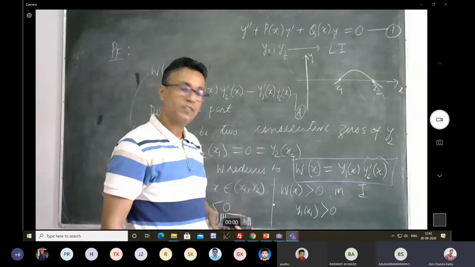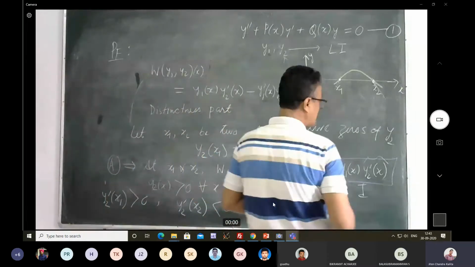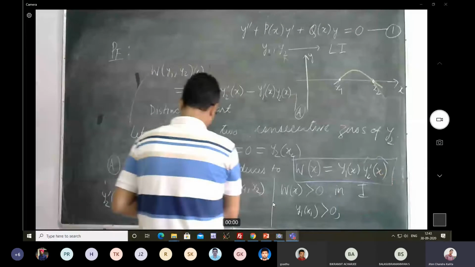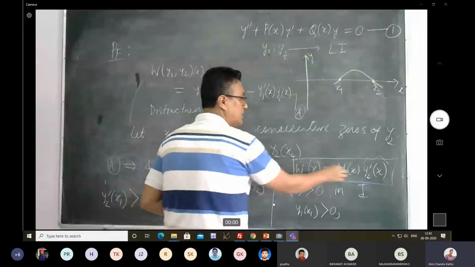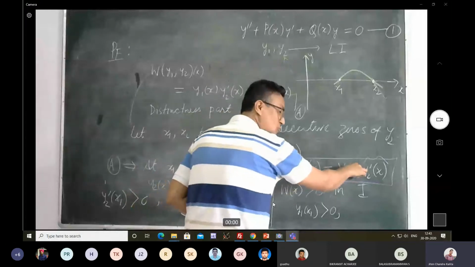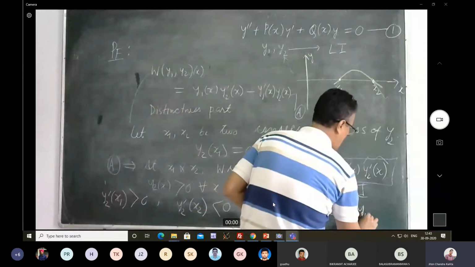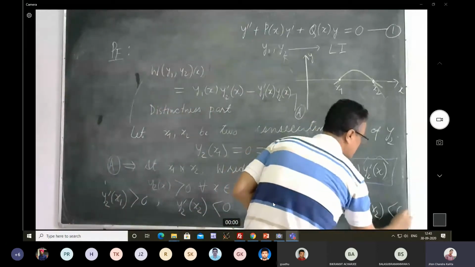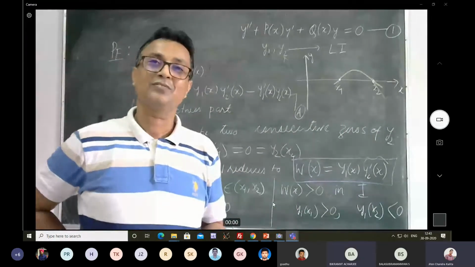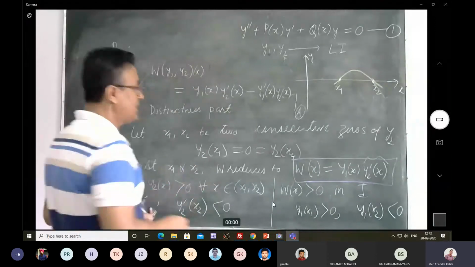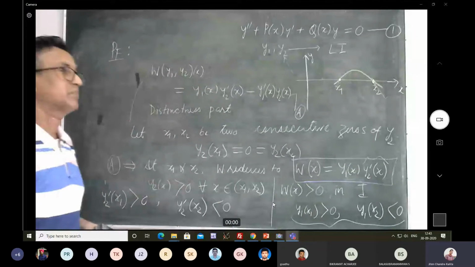Similarly, what is happening? Y2 prime at x2 is negative, right? So in order for W to maintain a positive sign, y1 at x2 must be negative. Fine? Is it okay? So if this happens, then what must be?